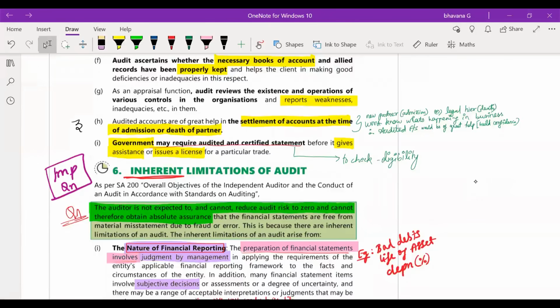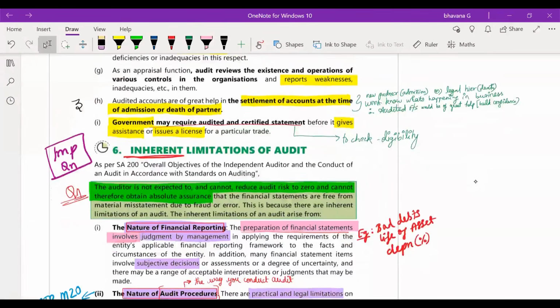So when such things happen, the new partner who is going to enter the firm or the legal heir, they both were not related to the firm previously. So they didn't know how the firm was working previously, what the profits were, what the losses were. So if there is an audited financial statement, they will be able to trust the financial statements, and according to that, they will be able to settle the accounts. Okay, so it will be of great help to the people who are coming into the organization or the legal heir. That is one advantage.